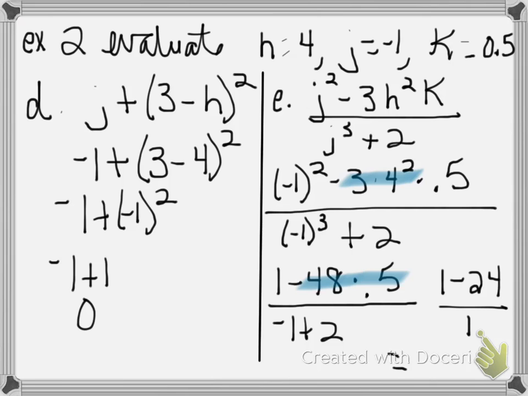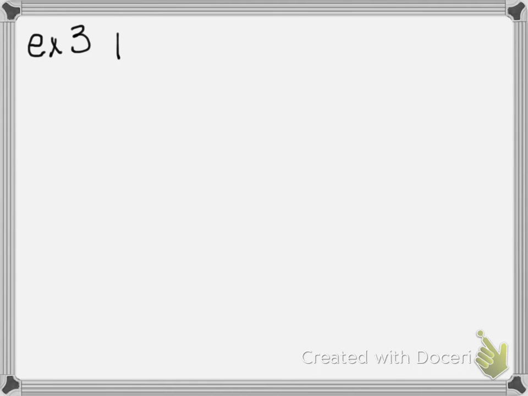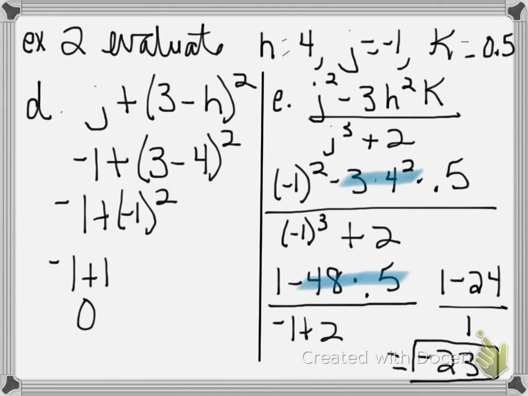Back in the numerator, 1 minus 24 is a -23 over 1. Anytime you have a denominator of 1, you can just drop the denominator. So my final answer is -23.